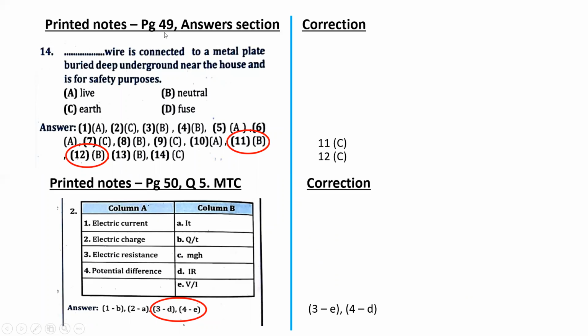Refer to page 49, answers section. The correct answer for question 11 is option C. Correct answer for question 12 is option C. Then go to page 50, question 5. Match the columns. In the answers, the correction to be done is 3 matches E and 4 matches D.